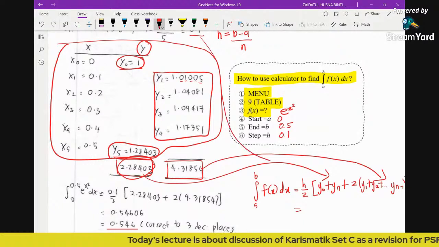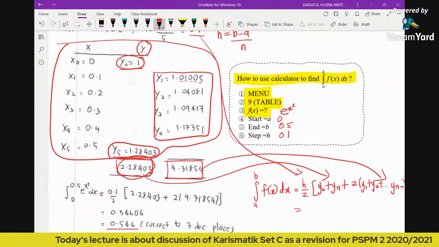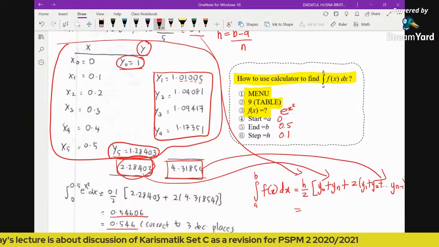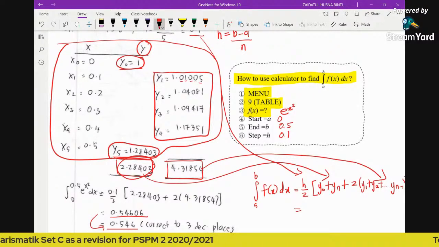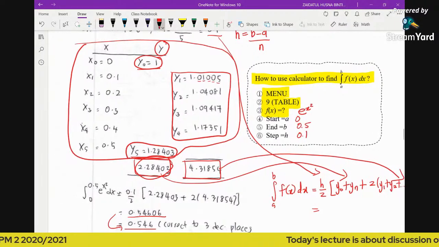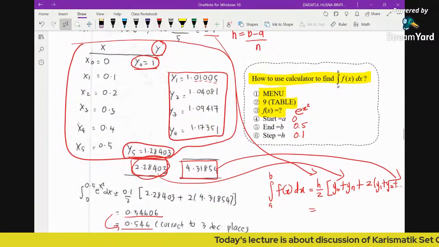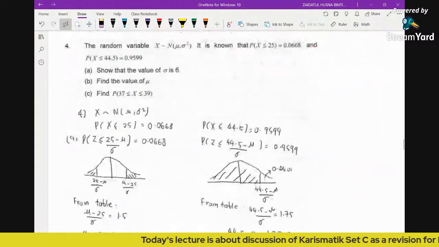You bring it down, and you press the calculator, and don't stop here. Make sure you give the answer correct to 3 decimal places as instructed in the question. Okay, so we're done with this question. Next, let's continue. Question number 4.